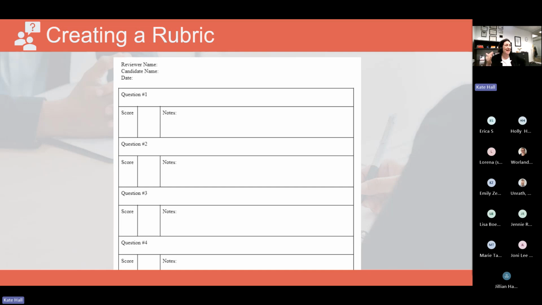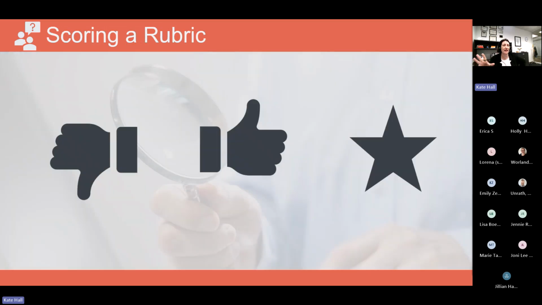What I like to do is have a rubric designed so each question gets a score. And again, the score isn't so that the rubric is going to be the deciding factor. It's a tool to help you evaluate the candidates. And just like with the candidate review, you want to have a 3-point system.